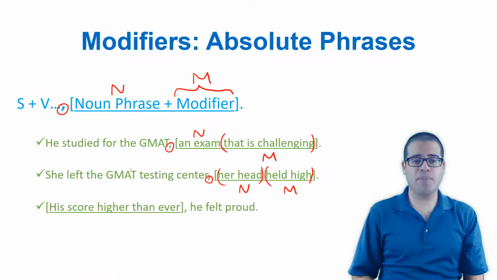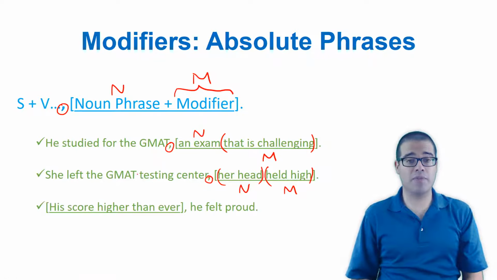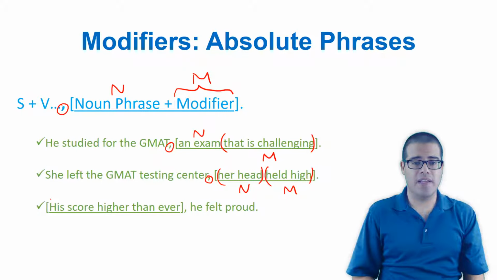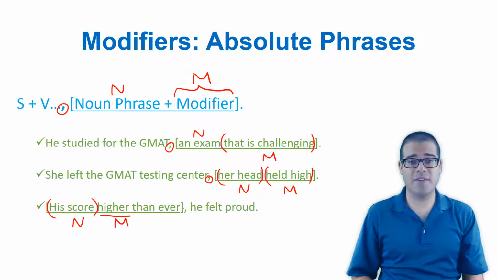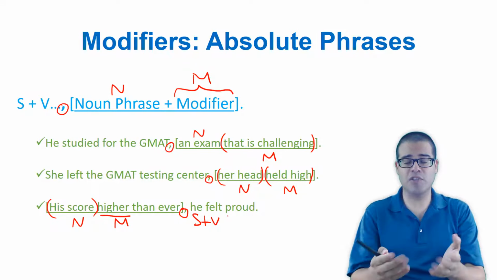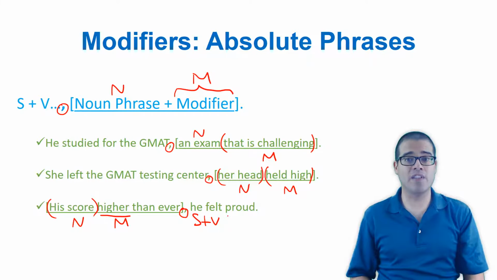A third structure could begin with the absolute phrase, and I've seen this only once. His score is the noun phrase. Higher than ever is the modifier. And after the comma, you have the subject plus the verb, he felt. Okay, so let's see how these structures are seen in real GMAT questions.